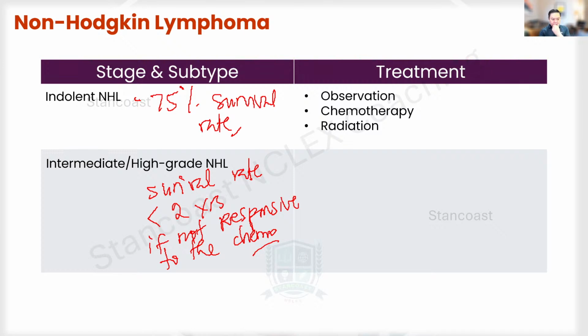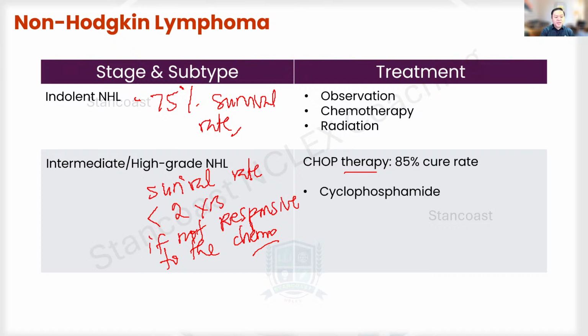And here we're going to expect that the patient will have the combination of the chemotherapy. We call them as the CHOP therapy. And this is going to give at least 85% of cure rate. Okay, so that is 85%. So what is the CHOP therapy? This is going to include the following. So the drugs that are involved here includes the cyclophosphamide, which is an alkylating agent that will damage the DNA of the cancer cells. And so the cancer cells will no longer be able to grow and replicate.